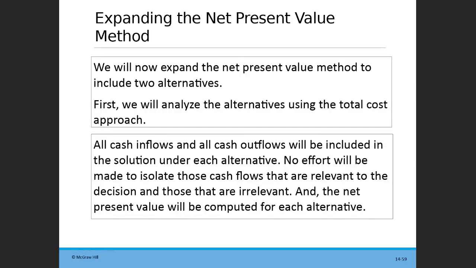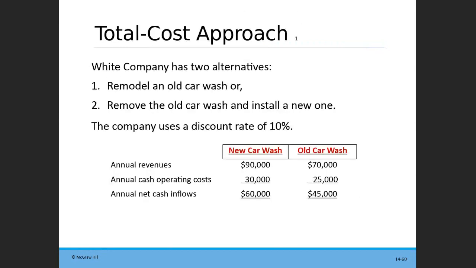So before we move on and talk about some other methods, let's expand the net present value method a little bit. First, let's look at the total cost approach. We'll just compute the net present value for two things and choose the best thing. That's all we're looking at.